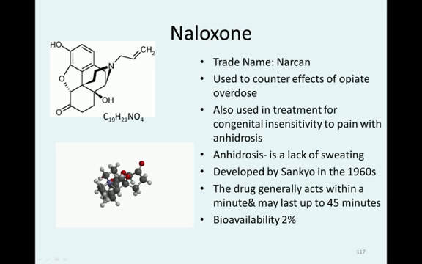Naloxone was developed by Sankyo in the 1960s and it is used to counter the effects of opiate overdose.